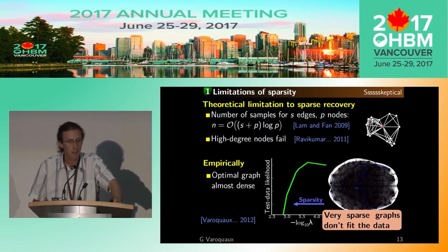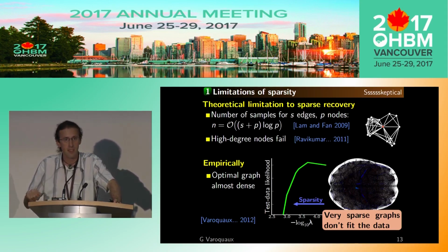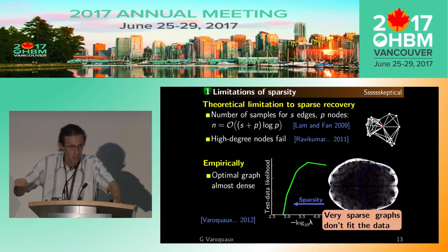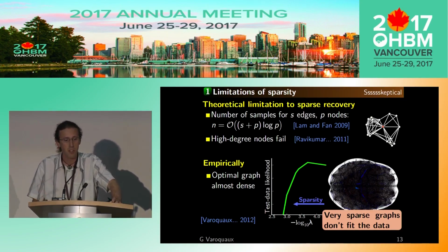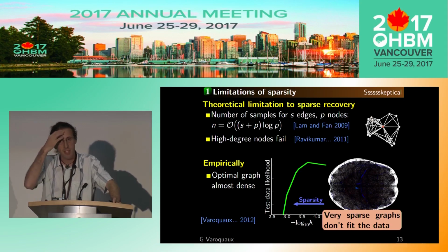Empirically, we have found that you have a hyperparameter to set that controls how sparse things are. When you set this hyperparameter, you find that the optimal graph is almost dense. And there are many reasons that could explain this. But basically what I'm trying to say is that sparsity is not a magic bullet.